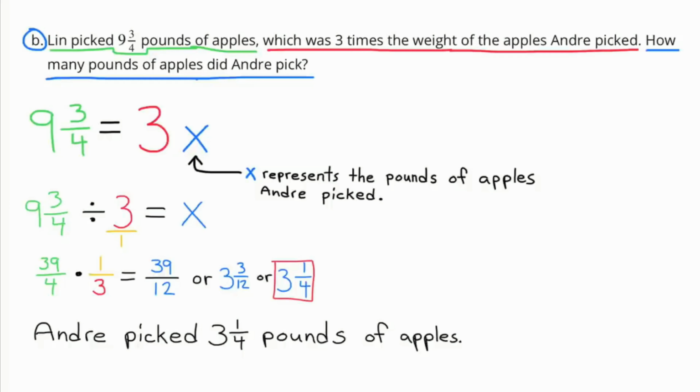9 3/4 can also be written as 39/4. And we're going to multiply by the reciprocal of 3, and that's 1 over 3. 39/4 times 1/3 equals 39/12, or 3 3/12, which is the same as 3 1/4. Andre picked 3 1/4 pounds of apples.